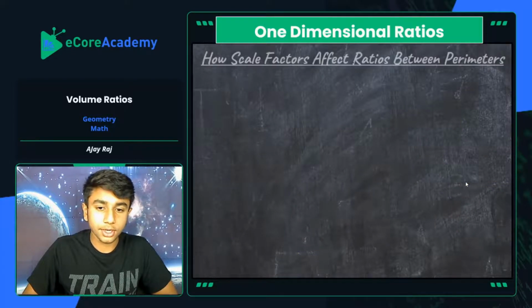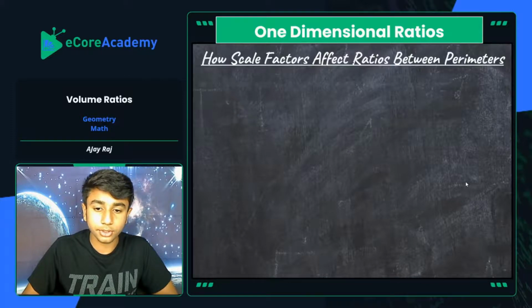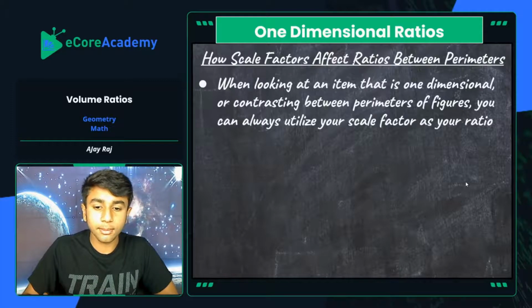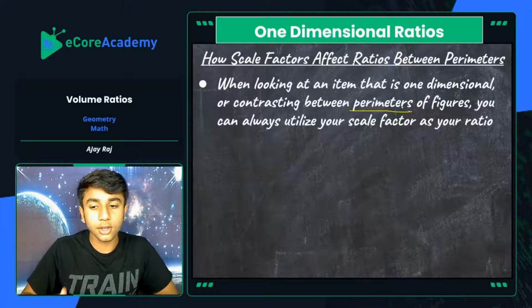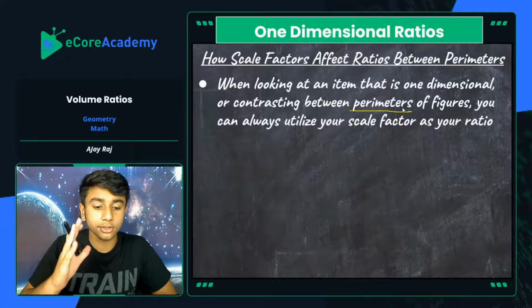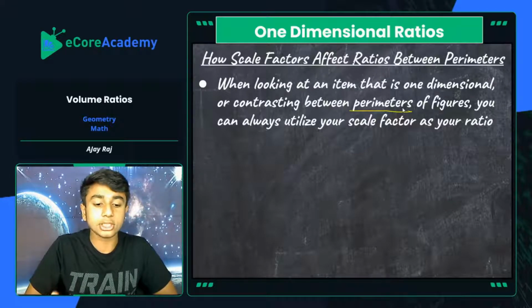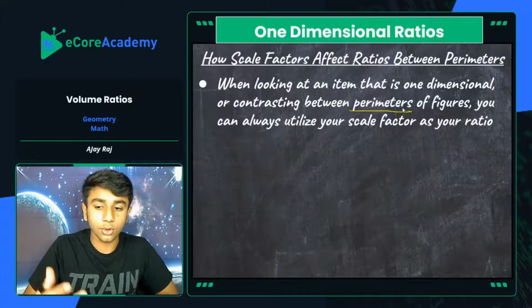Now let's look at one-dimensional ratios. So let's look at how scale factors affect ratios between perimeters. So when looking at an item that is one-dimensional or contrasting between perimeters of figures, that's our one-dimensional concept. When you're looking at one-dimensional between figures, you can either look at separate side lengths, or you can look at perimeters, which is a sum of side lengths. And you can always use your scale factors to discover your perimeters.